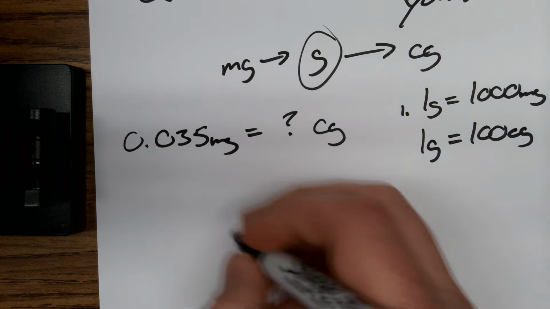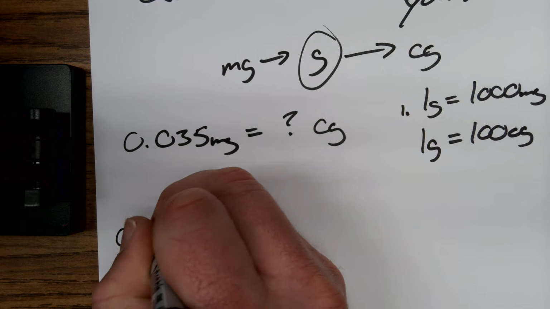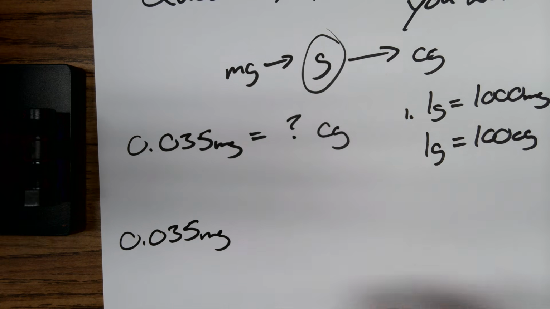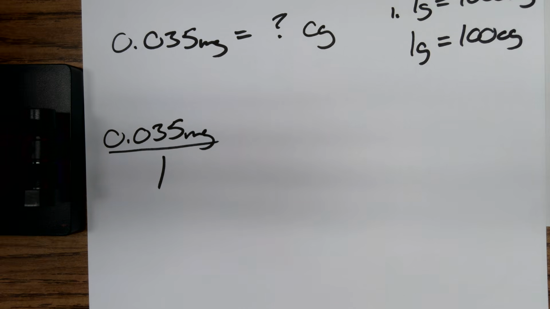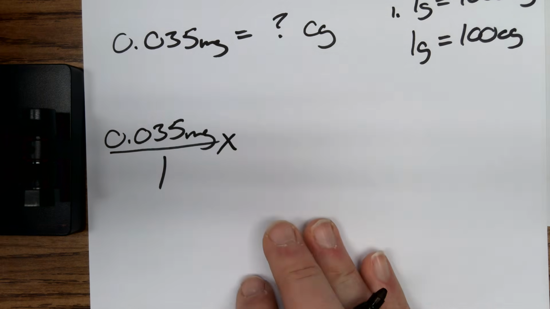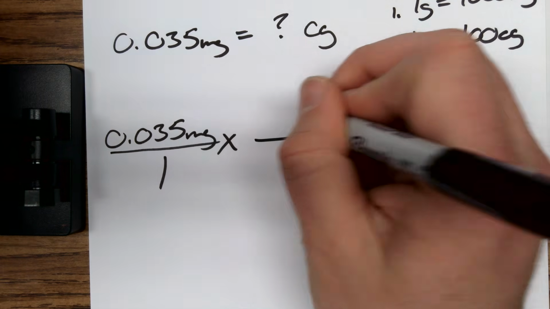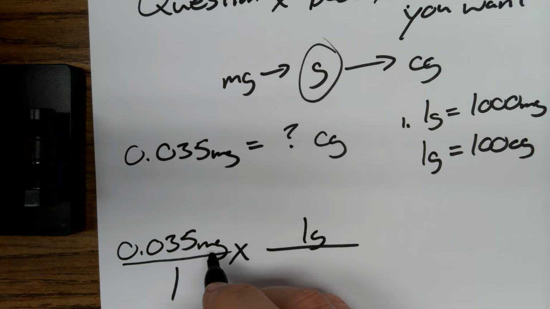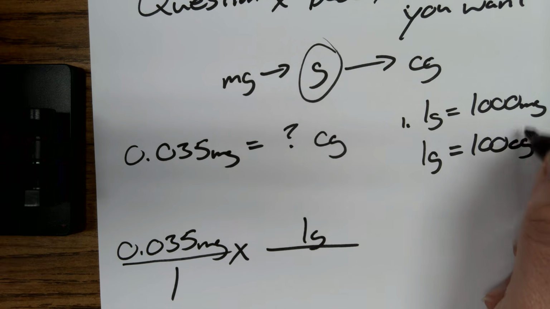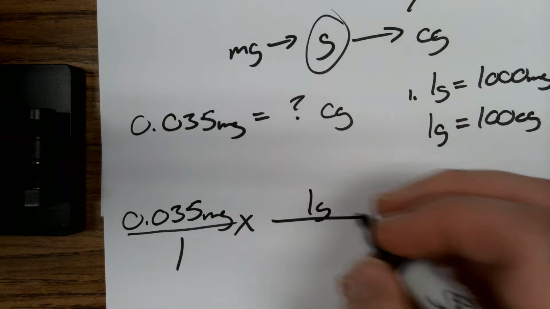So first thing I do is I rewrite my question, 0.035 milligrams. And like I said, turn that into a fraction if you want to. You don't have to, that's the only thing right now you don't have to. I need to figure out which one's going to get me to the base. So I take a look. I'm starting with milligrams. I have milligrams, centigrams. I want to use the milligrams.